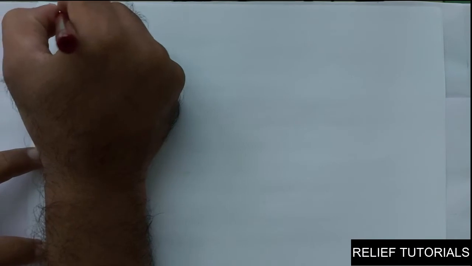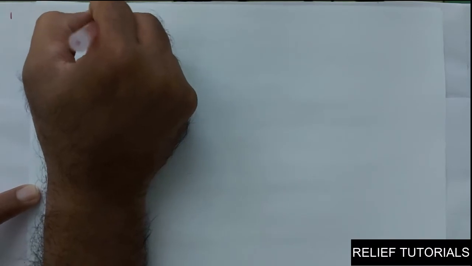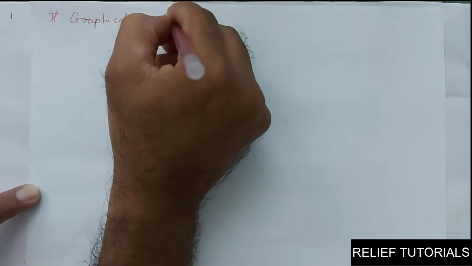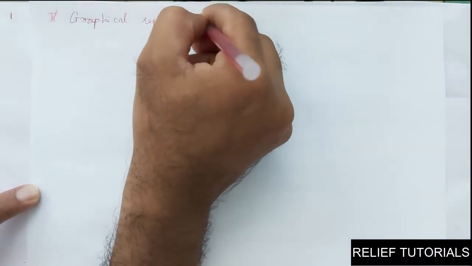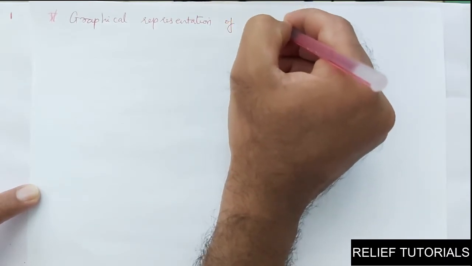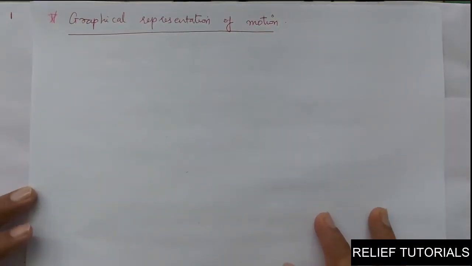So now the topic is about how we can represent motion of any object by graph. The topic is graphical representation of motion. Means the whole motion of a body is represented on graph.